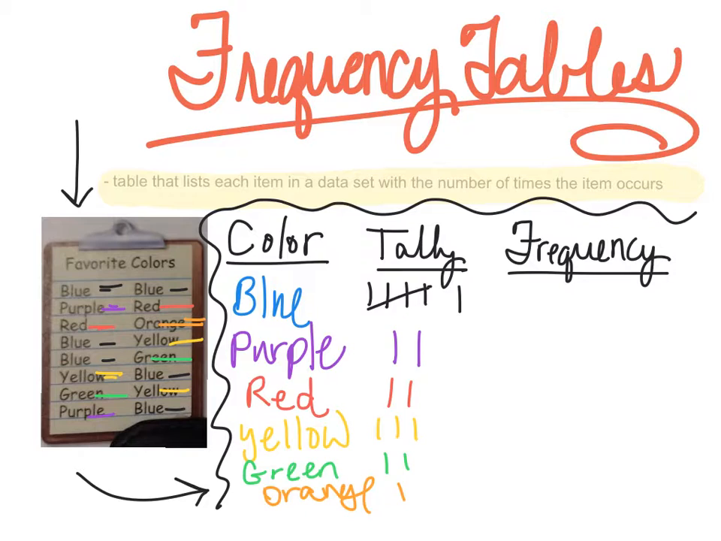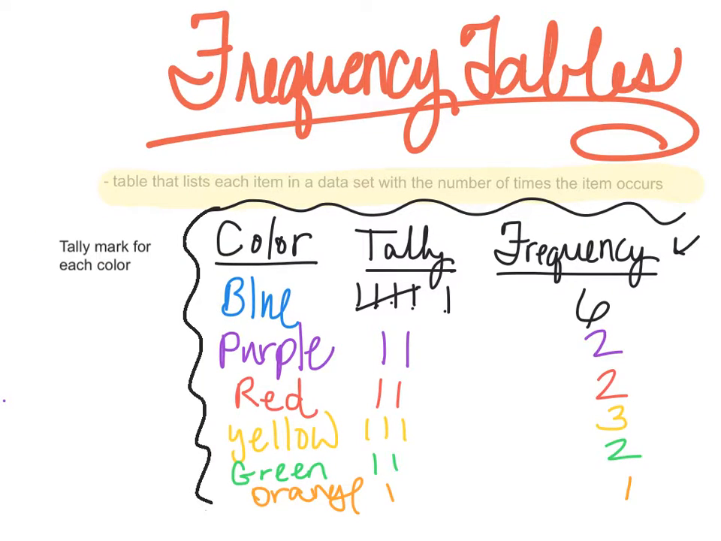Okay, now we're going to count our tally marks. And that's what's going to go under the frequency section of our table. So for blue, we've got 1, 2, 3, 4, 5, 6. For purple, we've got 2 tally marks. For red, we've got 2. Yellow, we've got 3. Green, we've got 2. And orange, we've got 1.